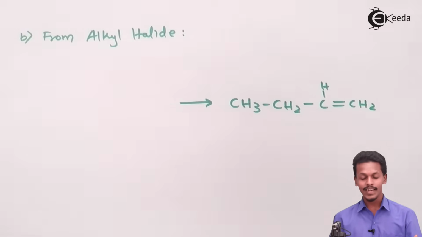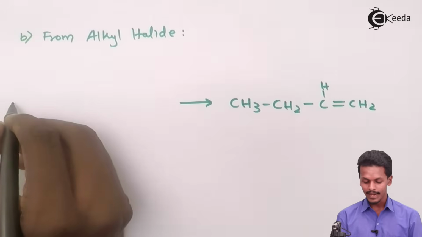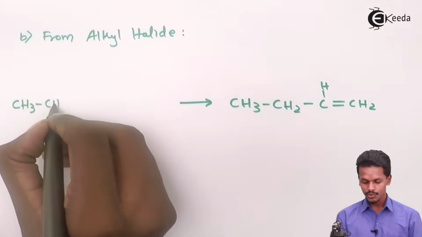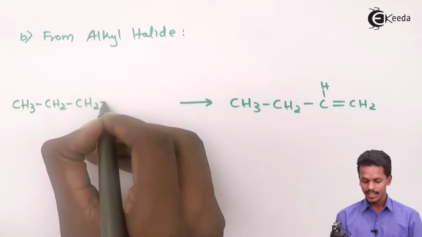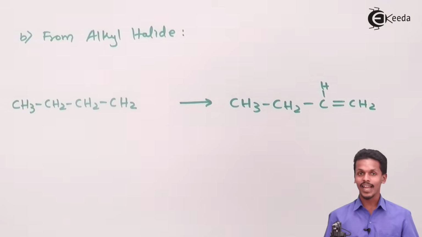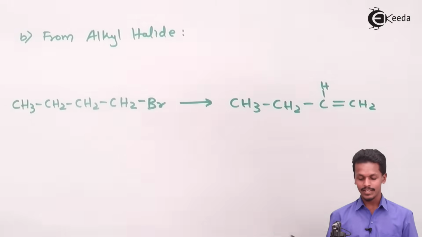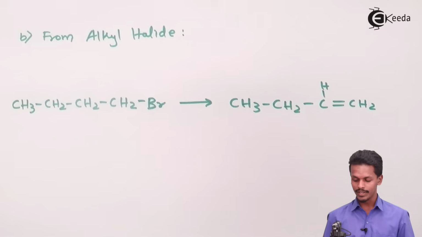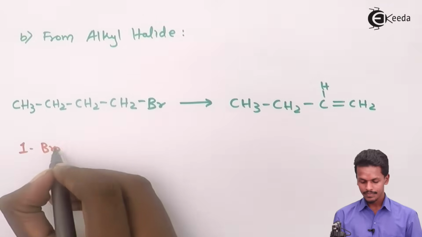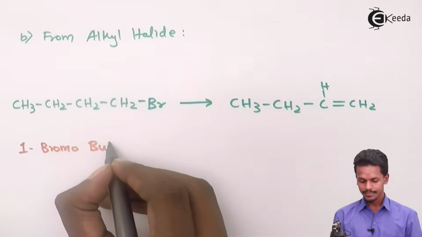Since this is an alkyl halide, I would consider the alkyl halide to be CH3, CH2, here also CH2, and here it would be CH2. And since they have not specified which halide it is, chloride, bromide or iodide, I could take any one. So I would mention bromine as an atom attached over here, making this molecule 1-bromo-butane.